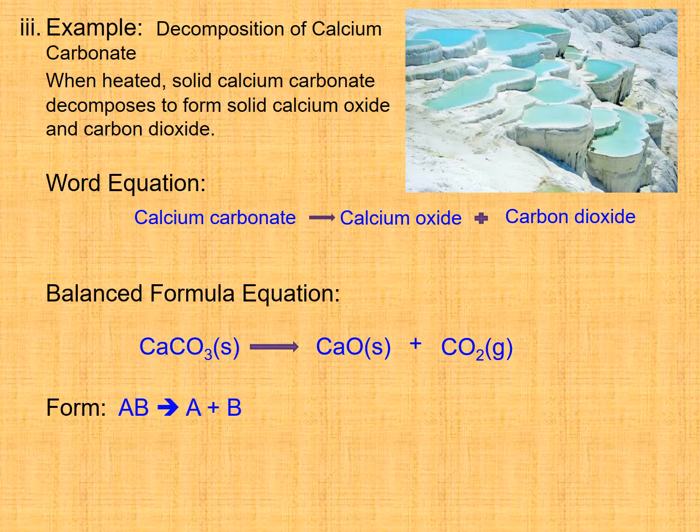You can see that this clearly fits the form AB yields A plus B, meaning that a complex substance breaks apart into two simpler substances. While the reactant must be a compound if it is to break apart, the products can be elements, compounds, or a combination of both. In this example, the products were both compounds.